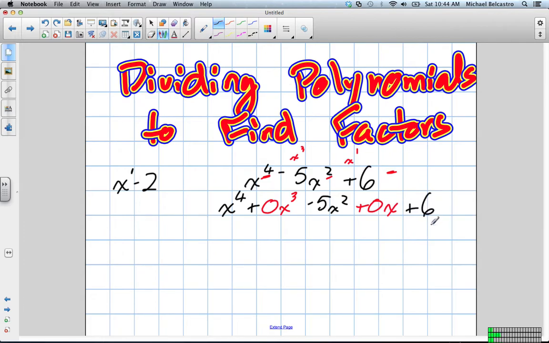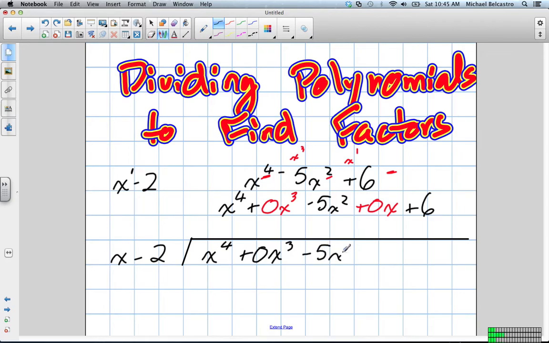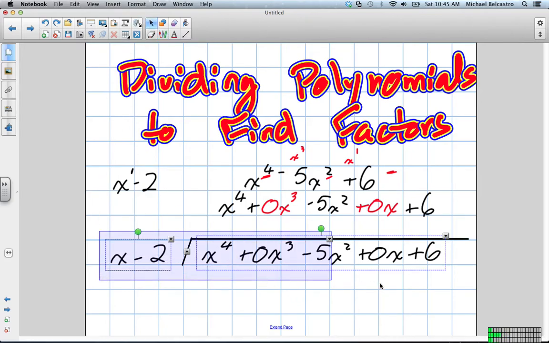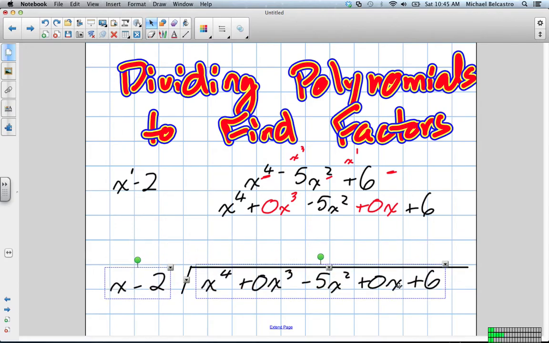Okay? So we need to make sure we count down one at a time in order to divide. So now when we go to divide, we get x minus 2 divided into our term. Okay, and we'll write it all in here: x to the power of 4, 0x cubed minus 5x squared plus 0x plus 6. Okay, but we're going to go into depth about what we're actually dividing and how we're getting all of our terms. Let's move this down one.